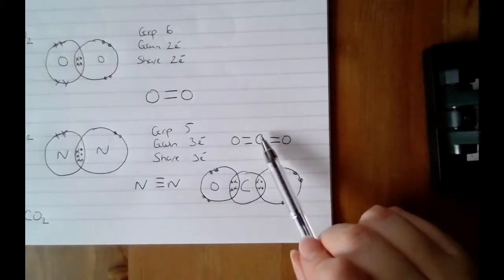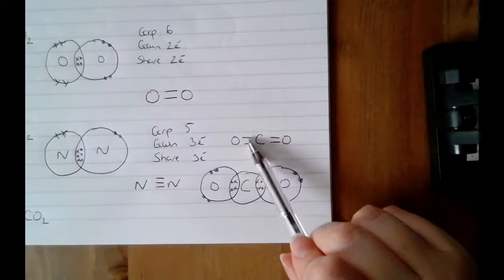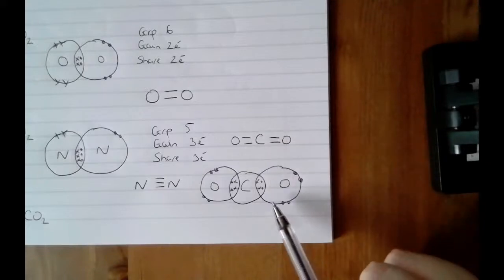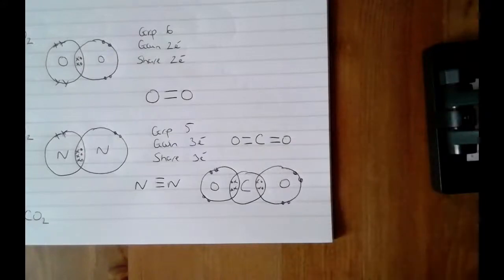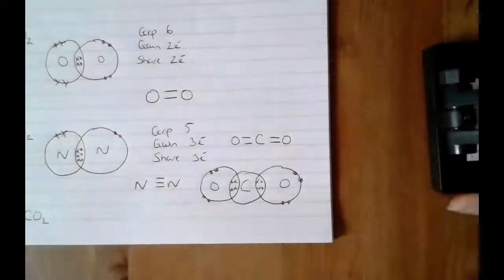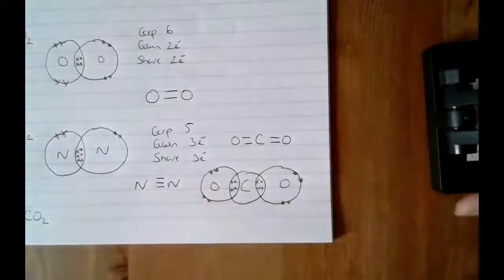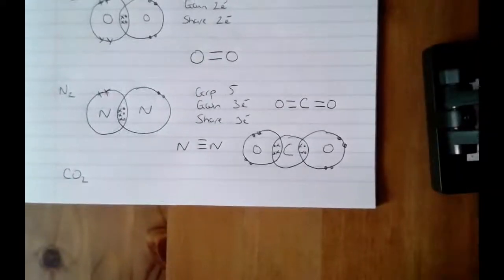Remember, carbon's in group 4. It's going to form 4 bonds, 1, 2, 3, 4. Each oxygen is in group 6. They want to form 2 bonds, and each oxygen here is forming 2 bonds. So the goal is to end up with a full outer shell, and by drawing your bonds this way, each atom ends up with a full outer shell.